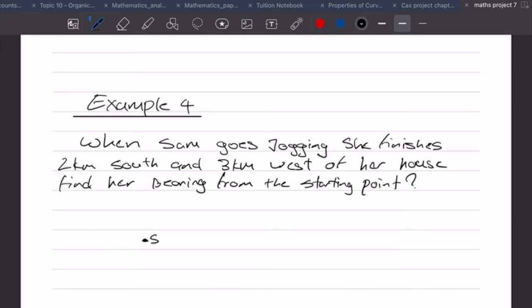We know she starts off from one point, so we'll name the starting point S. Then she goes 2 kilometers south, so we'll go down 2, and say this is 2 kilometers. Then she goes 3 kilometers west. Now we have to find out the bearing of where she started. We can draw a dotted line for the hypotenuse, because this is a right angle triangle. And we have to draw the north. So this is the north, which means south is down, and west is to the left because of the compass rules.